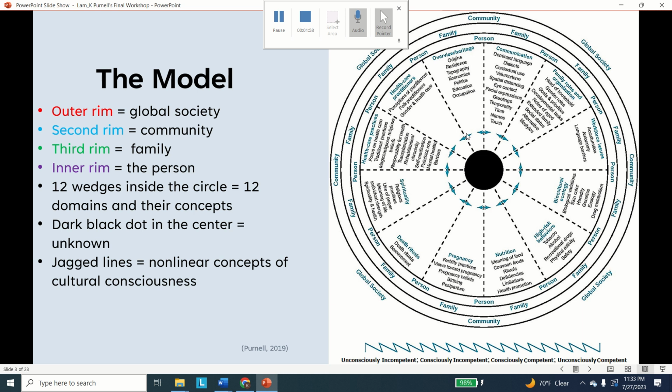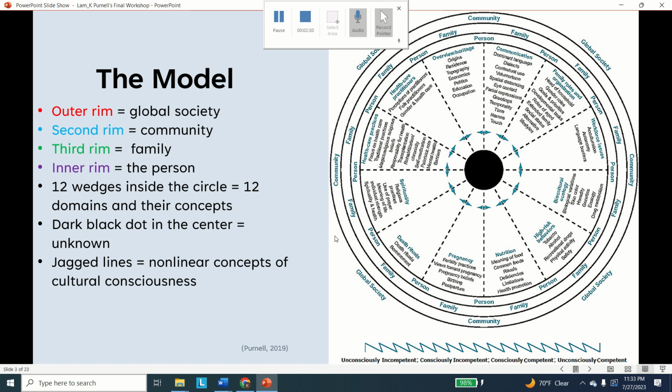Things that are in this black domain represent the unknown. So some things that you don't know about their culture, things that are specifically individual, things that you just don't know fit into this area. And jagged lines on the bottom represent a nonlinear concept of cultural consciousness. Like I said, a culture can change from one person to another. And so this model is great for assessing whether or not community and family is important to the person and is well rounded.